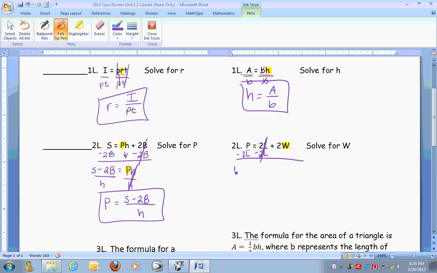That becomes a 0 pair. You're left with P minus 2L, because you can't combine those because they're not like terms, equals 2W. Well, we need to now get rid of that 2, like I was mentioning, by dividing both sides by 2. Those 2's cancel, and you're left with W equals P minus 2L over 2.